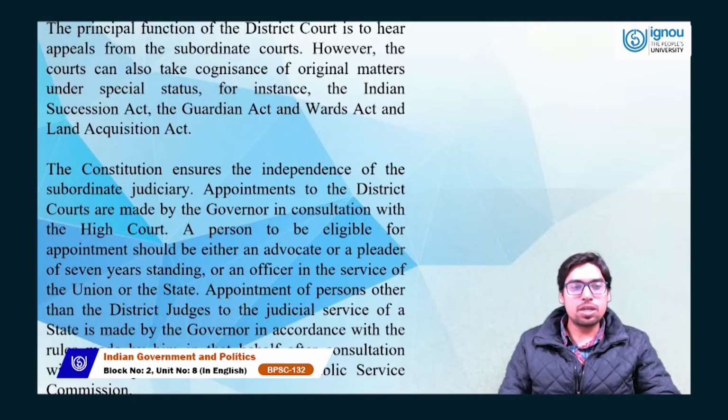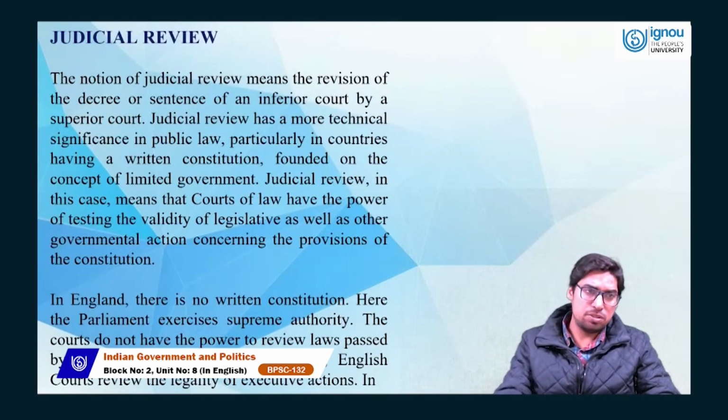Appointment of the district judges is made by the Governor in consultation with the High Court. A person to be eligible for appointment should be either an advocate or a pleader of 7 years standing or an official in the service of the Union or the states. Appointment of persons other than the district judges to the judicial service of a state is made by the Governor in accordance with the rules made by him in that behalf after consultation with the High Court and the State Public Service Commission.